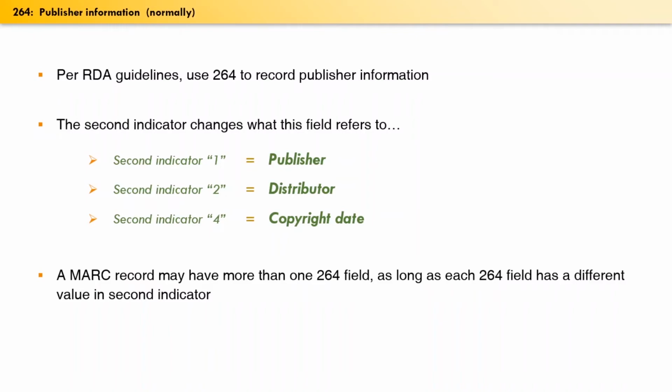264. Information related to publication of a material. Prior to RDA, this used to be done in 260, but now we do it in 264. Depending on the value of the second indicator, 264 may also be used to record information about the distributor or about the copyright date. It all depends on the value in the second indicator. MARC records may have multiple 264 fields, as long as each 264 field has a different second indicator value.